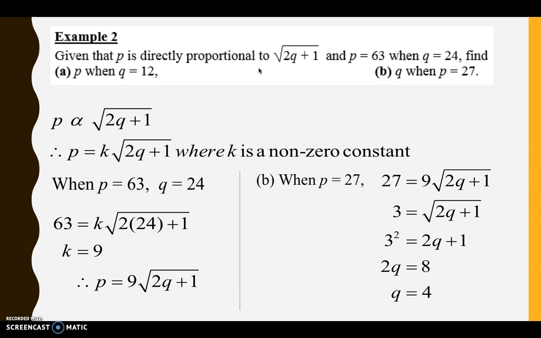So when P is 27, I have 27 equals 9 times the square root of 2Q plus 1. Divide both sides by 9, I get 3 equals the square root of 2Q plus 1. To remove the square root, I square both sides, so I get 3 squared equals 2Q plus 1. So 2Q equals 3 squared minus 1, which gives me 2Q equals 8, so Q equals 4.